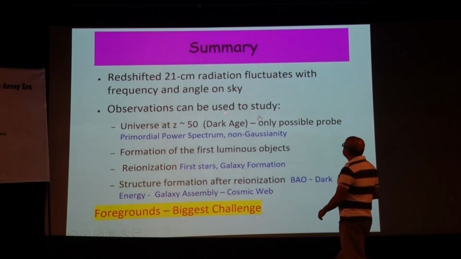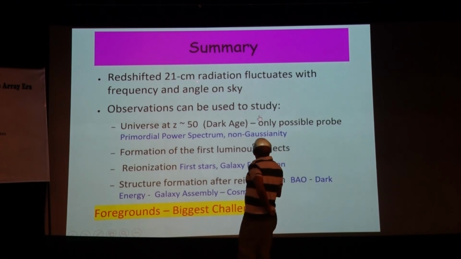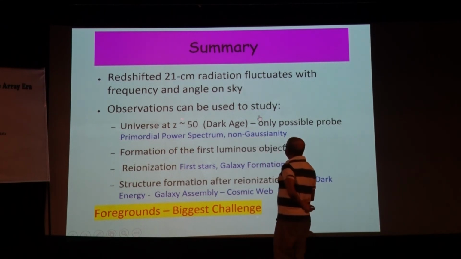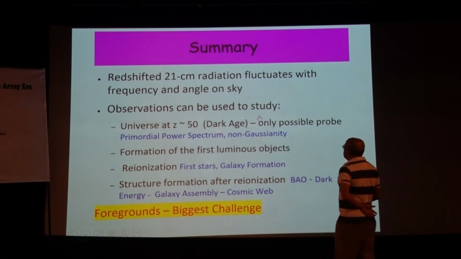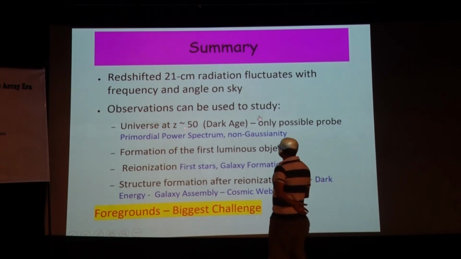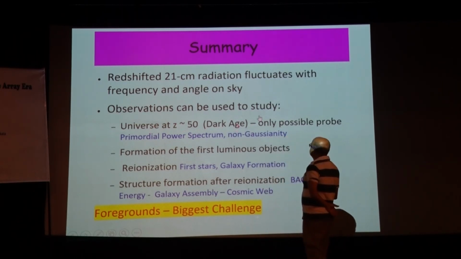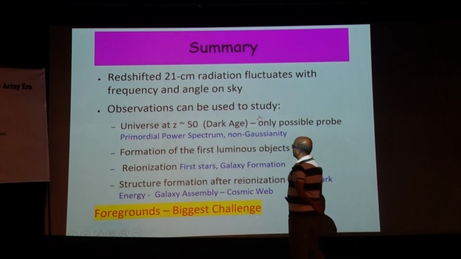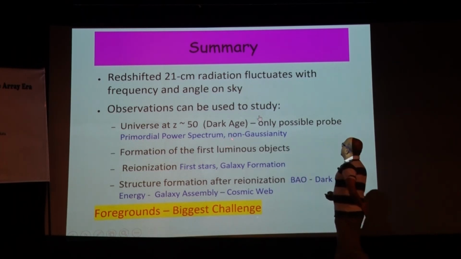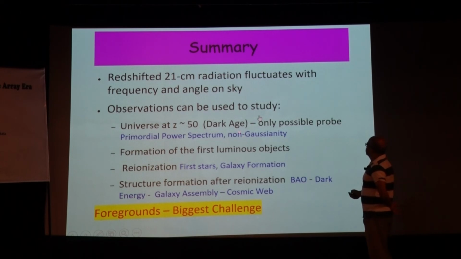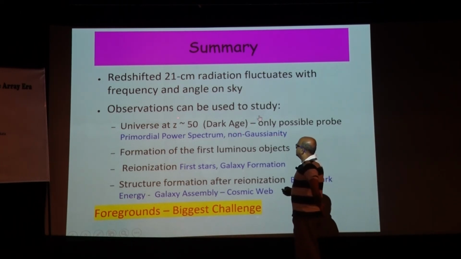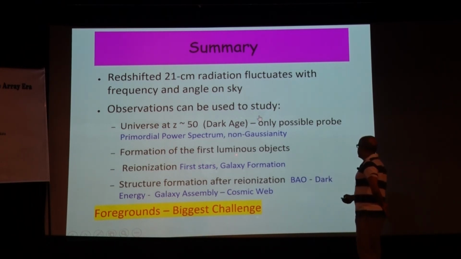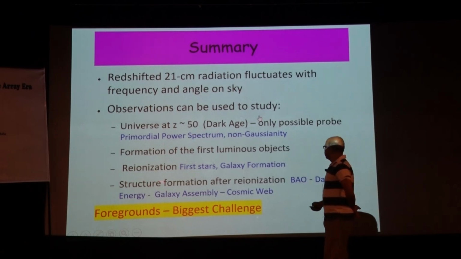And this is my summary. The redshifted 21 centimeter radiation fluctuates with frequency and angle in the sky. These can be used to do a variety of studies at very high redshifts, around 50, the dark ages. This is possibly the only way you can study the dark ages. You can probe the primordial power spectrum and address the question of whether it has some non-Gaussianity or not. At lower redshifts, you can probe cosmic dawn, the formation of the first luminous objects, and how the universe got reionized.